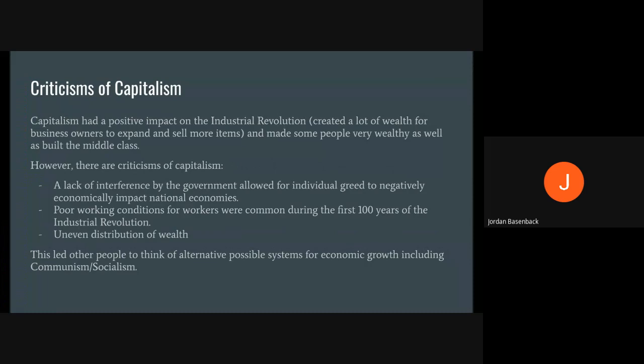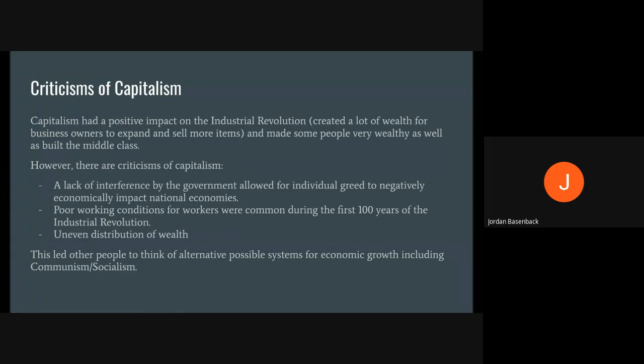So with capitalism, though, have come several criticisms. Even though capitalism had a positive impact on the Industrial Revolution, creating a lot of wealth for business owners to continue to expand and sell more items, making some people very wealthy, and creating the middle class, there are several criticisms of this system. For one, a lack of interference by the government allowed for individual greed to negatively impact national economies. Another is that poor working conditions for workers were very common during the first 100 years of the Industrial Revolution. We're going to talk about that and what that entailed more in just a couple of minutes.